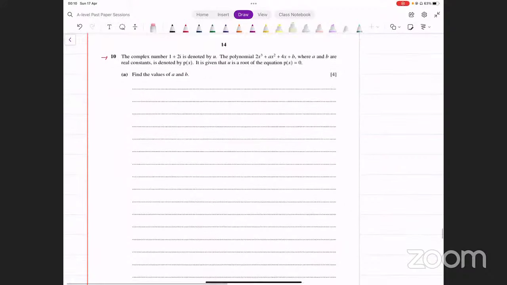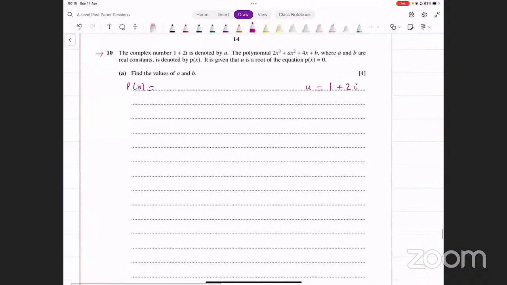Okay, question number 10. The complex number 1 plus 2 iota is denoted by u. We've got u equals 1 plus 2 iota. The polynomial 2x cubed plus ax squared plus 4x plus b is denoted by p of x. We've got a polynomial, and that's p of x. 2x cubed plus ax squared plus 4x plus b. अच्छा, उसने कहा है it is given that u is the root of the equation p of x equals 0. Okay, so u इसका एक root है जब p of x की value 0. Find the values of a and b.